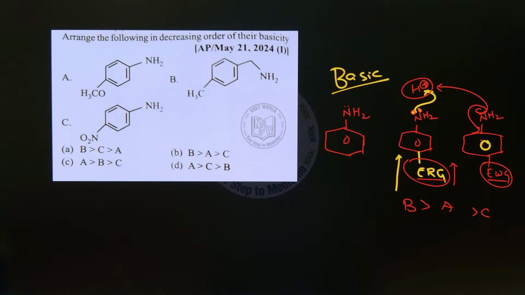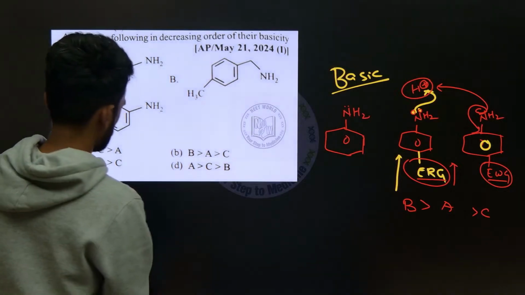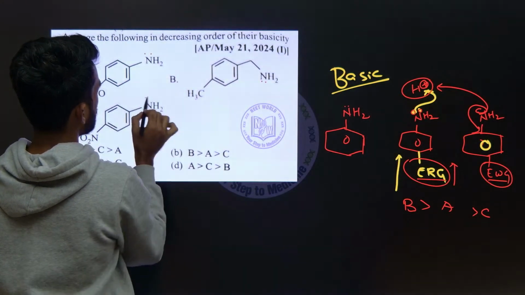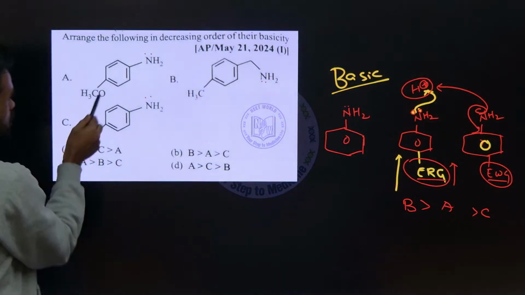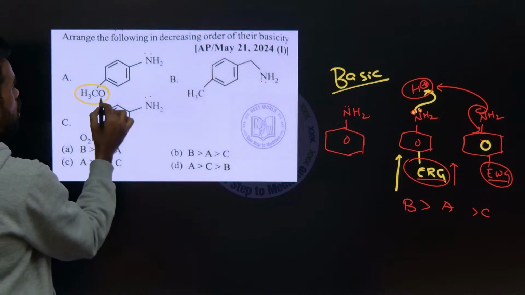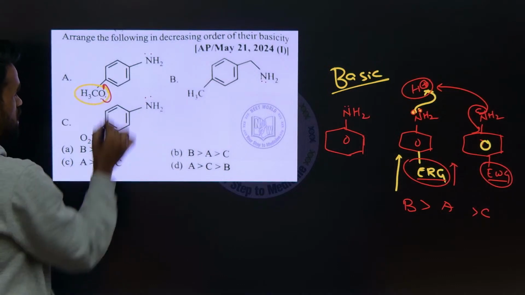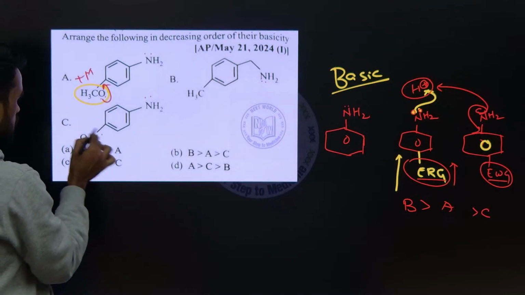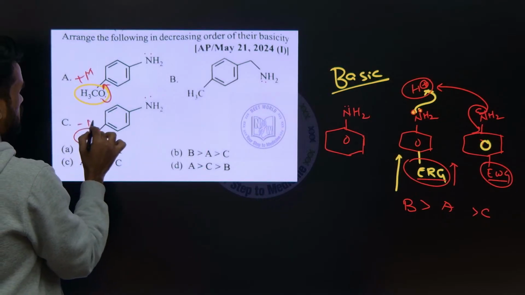So what is your answer for this? See here, nitrogen lone pairs, here also lone pairs are there. So what type of group is this? Methoxy groups, alkoxy groups are releasing groups as per mesomeric effect, plus M effect. Okay, and this is nitro group, this is minus M effect.